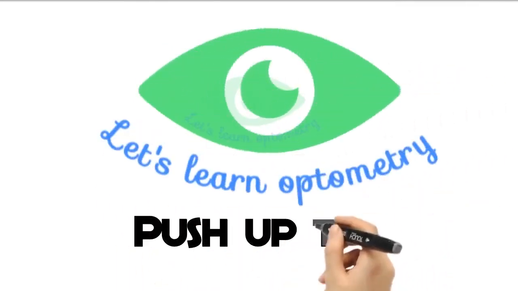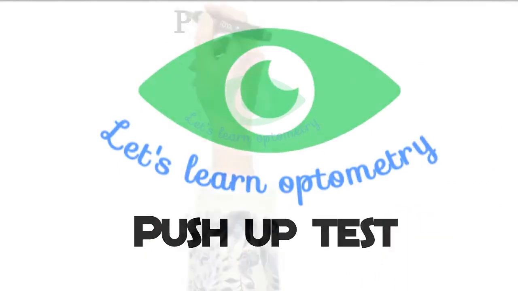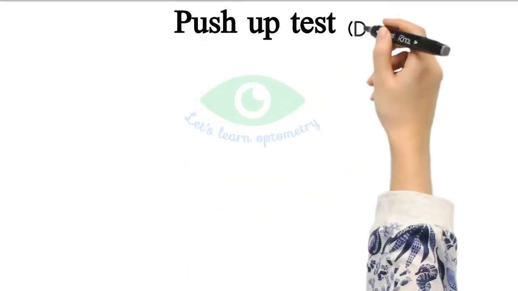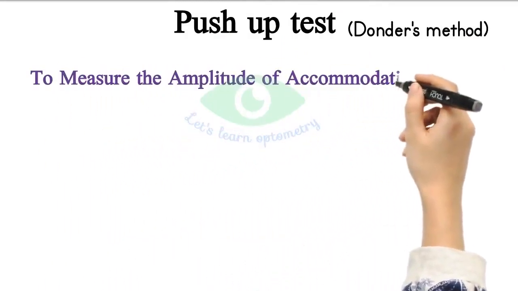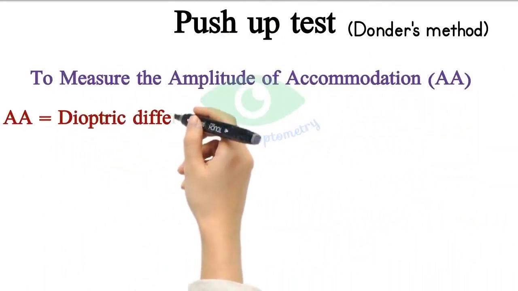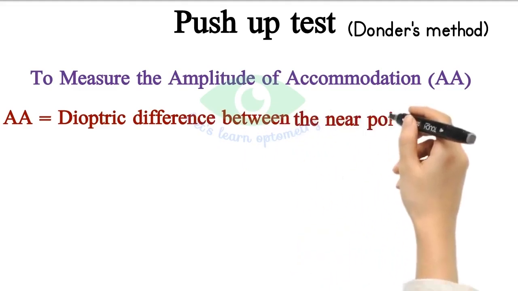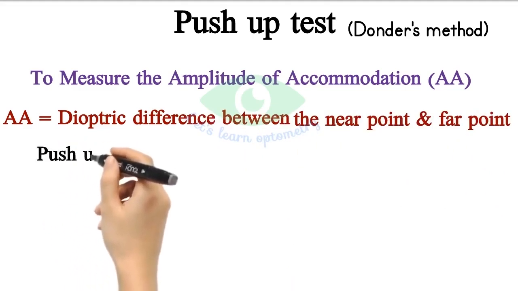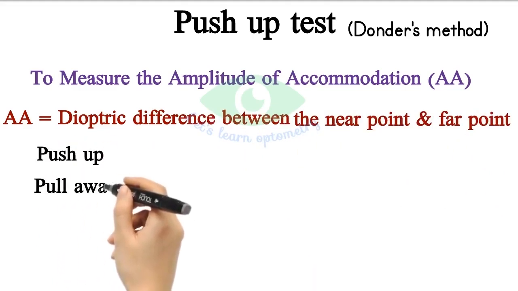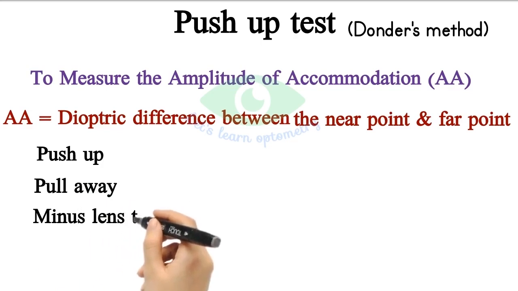In this video, we will see about the push-up test. The push-up test, otherwise called the Dundas method, is done to measure the amplitude of accommodation. Amplitude of accommodation is the dioptric difference between the near point and the far point. It can be measured in different ways: push-up method, pull-away method, and minus lens to blur method. In this video, we will see about the push-up method.